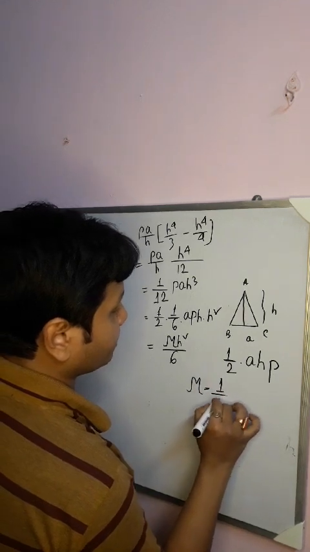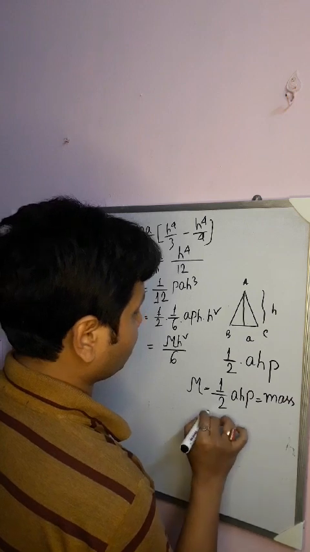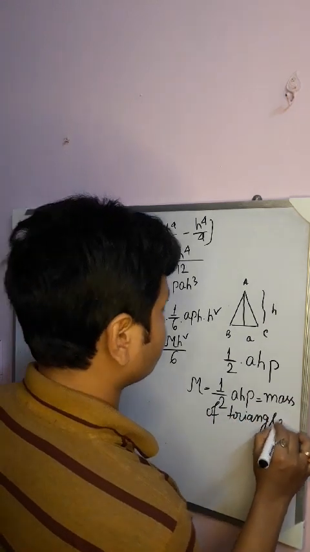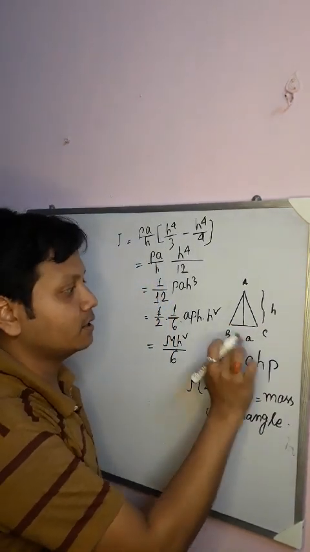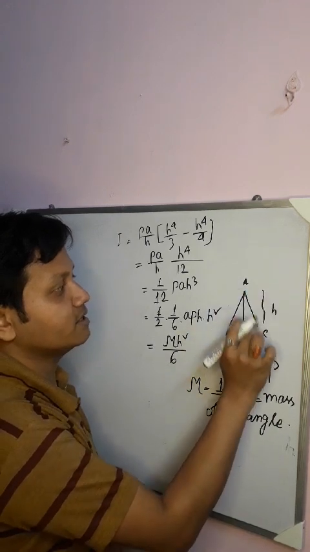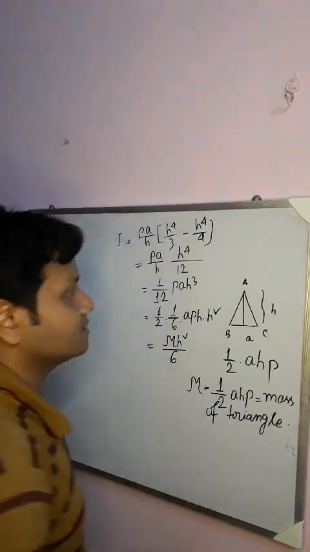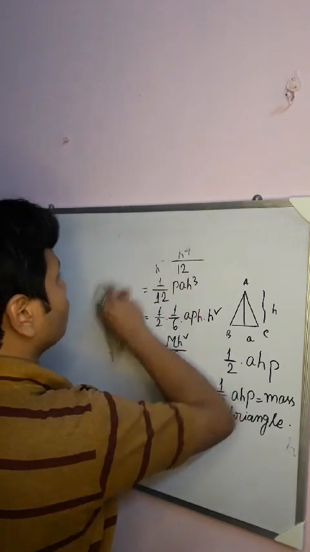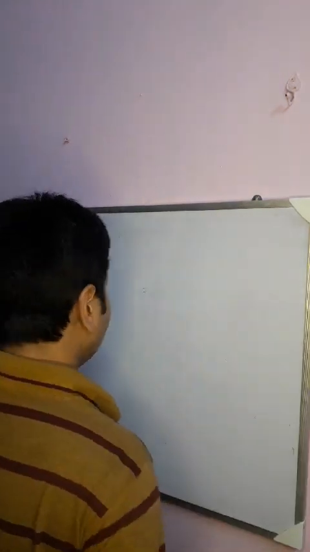M, what we can write? A h rho, mass of the triangle. So this is the moment of inertia of the triangular lamina about any of its sides. That means we take B, and since this is vertex 0, 0, and this height is h. Okay, so m h squared by 6. H is the distance between the vertex and the arm. Okay, so this is about any of its side.